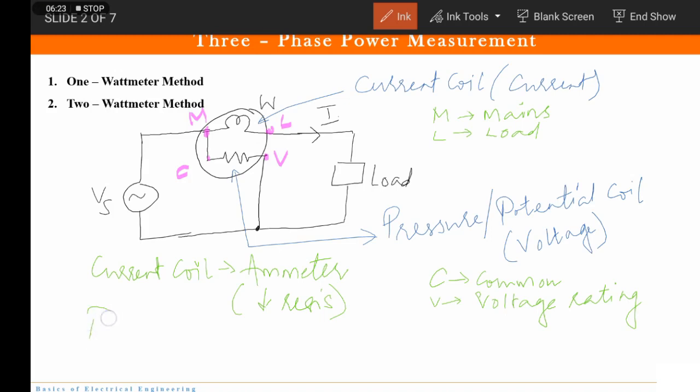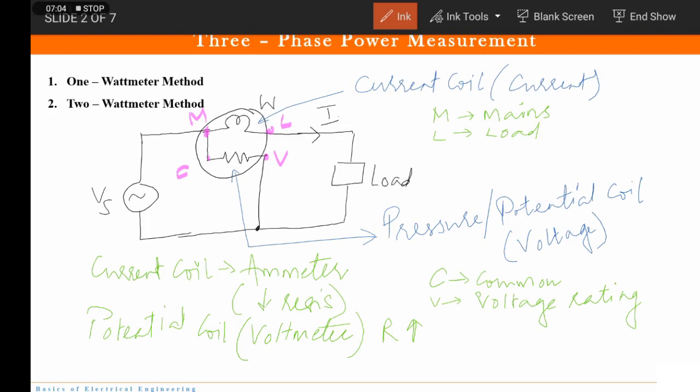Now similarly, if we talk about the potential coil, what is the job of the potential coil? The potential coil is used to measure the voltage. So it behaves as a voltmeter actually, and it has a very high resistance so that it gets maximum voltage across it. Fine? Okay. Now, a very important point here is that this current coil is always connected in series with the load, and this pressure coil or voltage coil, sorry, potential coil, is always connected in parallel with the load.